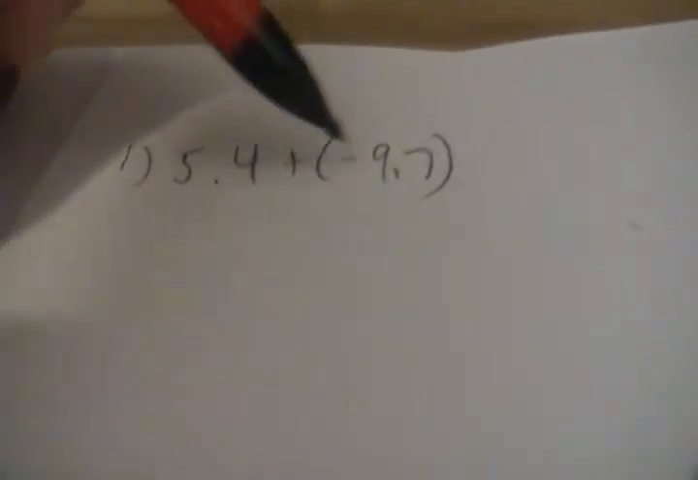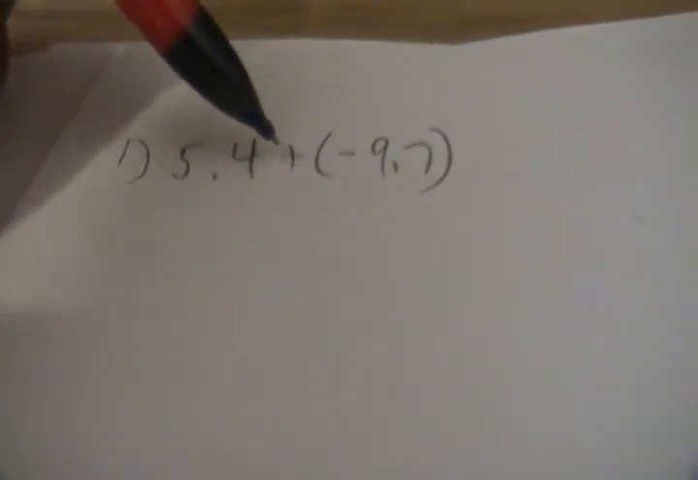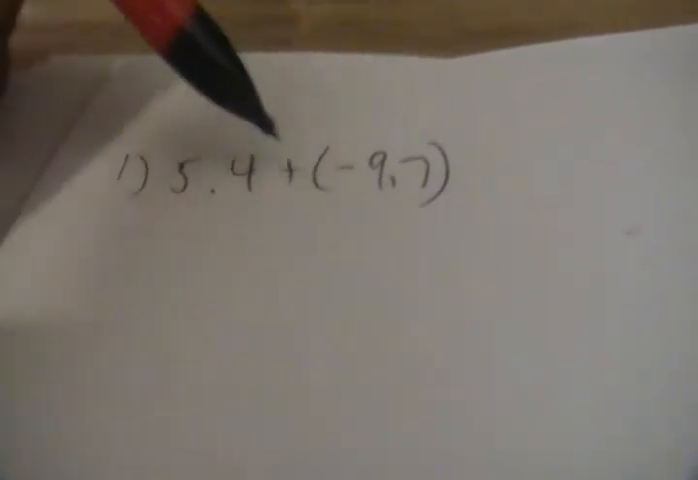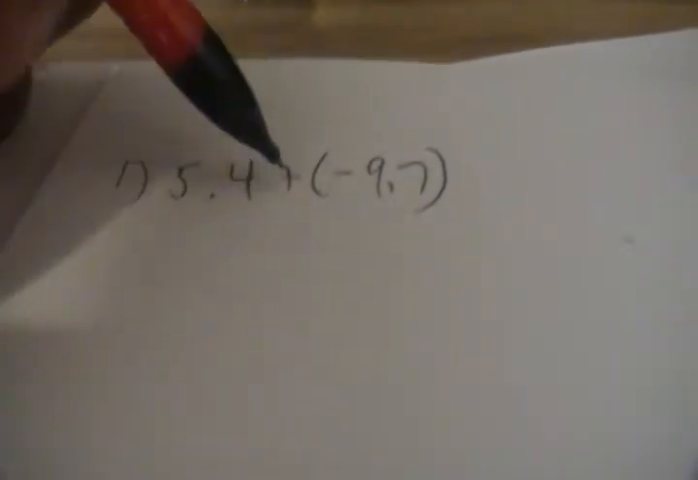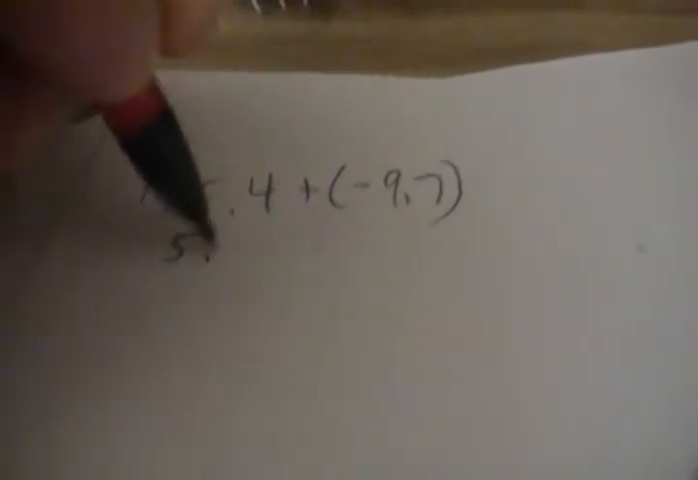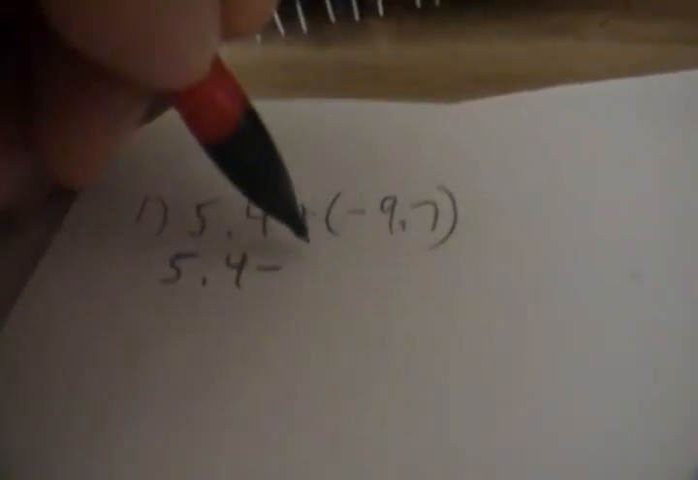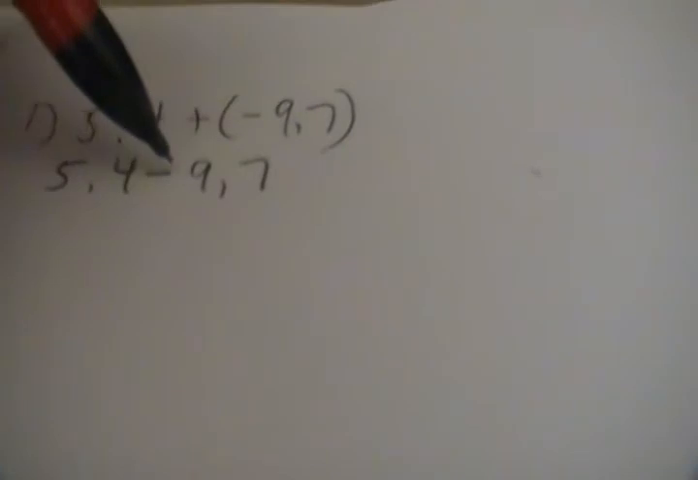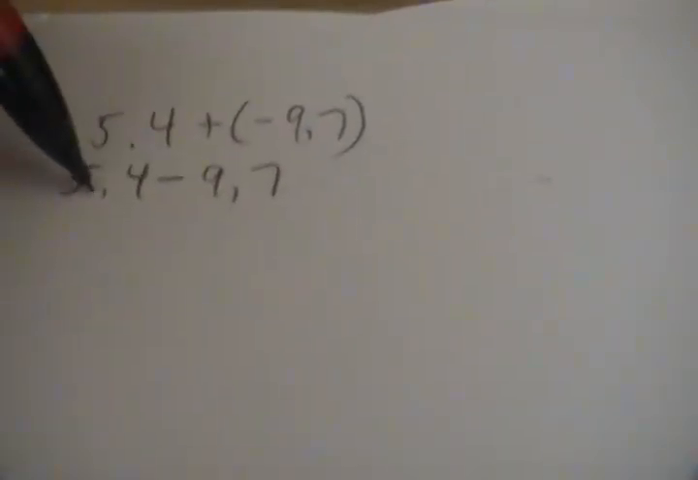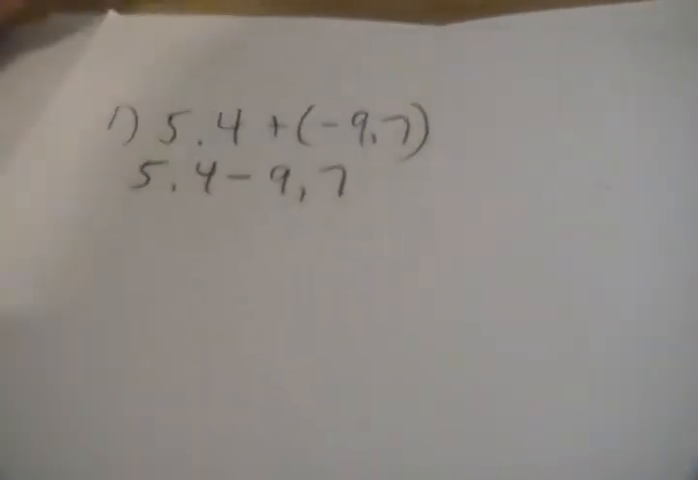Okay, so if we're adding a negative number, remember you have to multiply the signs together, right? So positive times a negative equals negative. So this becomes 5.4 minus 9.7. Okay. Now we know that negative 9.7 is bigger than 5.4, so our final answer is going to be a negative number. So let's subtract both numbers.